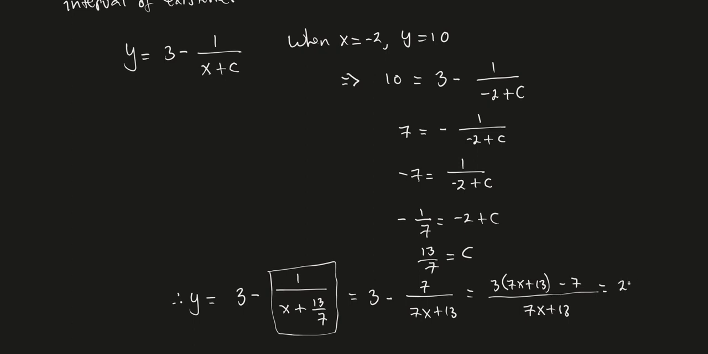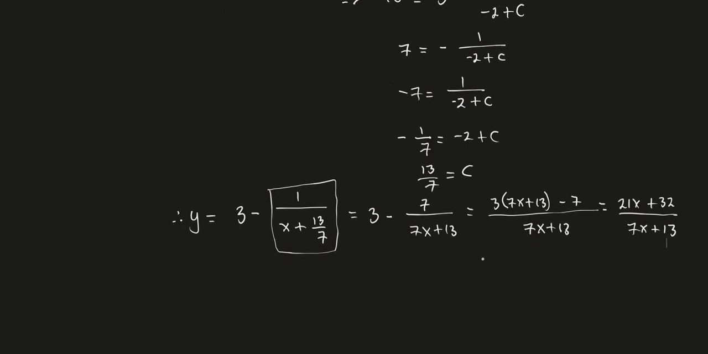So we have 21x, and then we have plus 39 minus 7, so that's plus 32. And then what do we have over here? 7x plus 13. All right. So that's the particular solution.